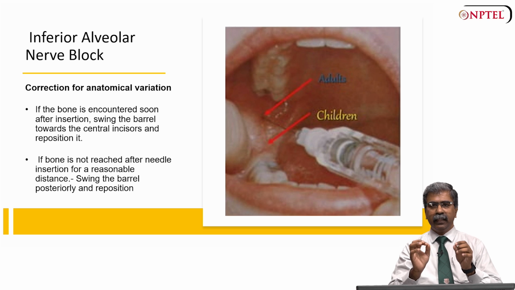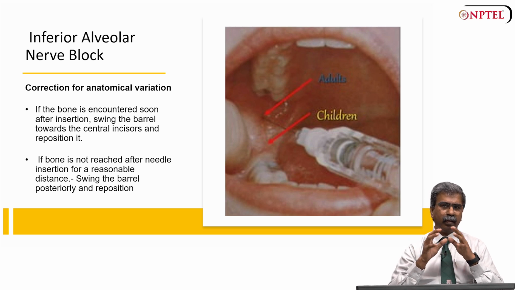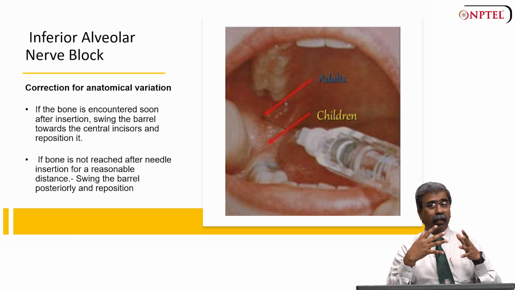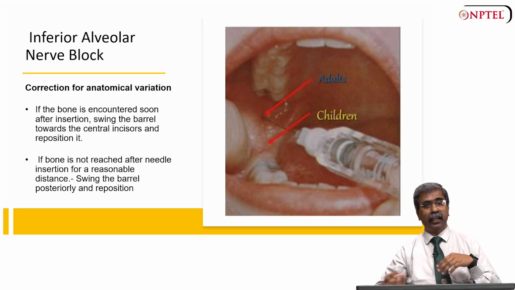So that is a typical landmark. And these corrective measures help accommodate the anatomical variations and enhance the accuracy of the inferior alveolar nerve block technique, ensuring effective anesthesia during the dental procedures that you do.